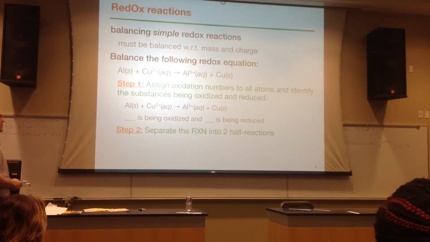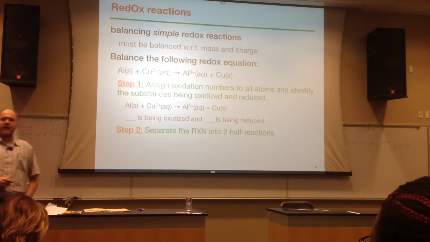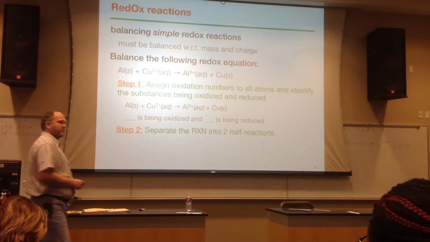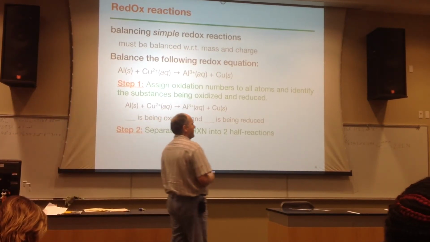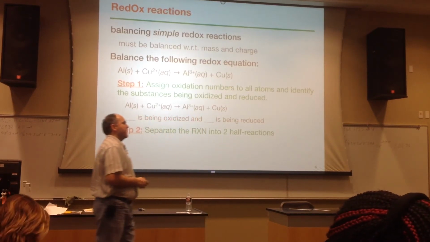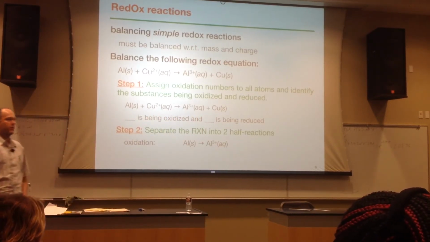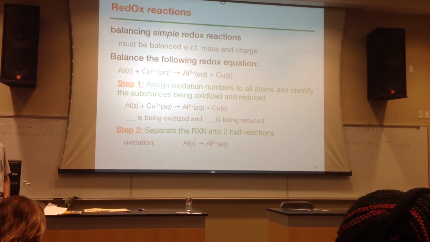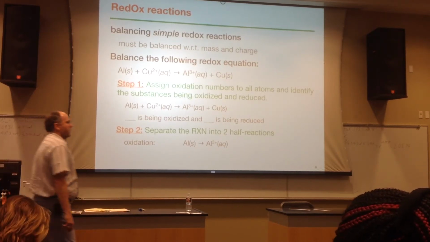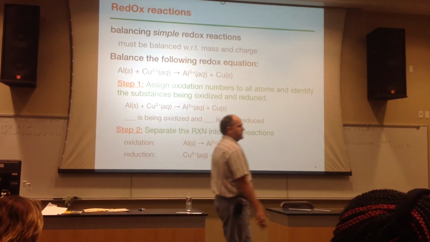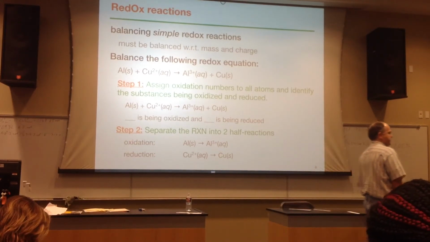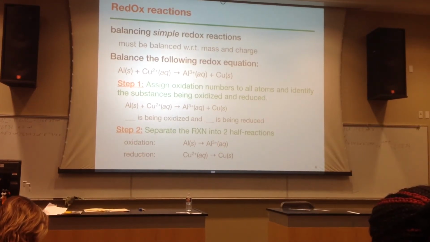All right. Step 2 is to separate the reaction into my two half reactions, one for oxidation, one for reduction. Aluminum is being oxidized, so my oxidation half reaction is aluminum goes to aluminum 3 plus. Okay? My reduction half reaction is copper 2 plus goes to copper solid. Alright, that's step 1 and 2.